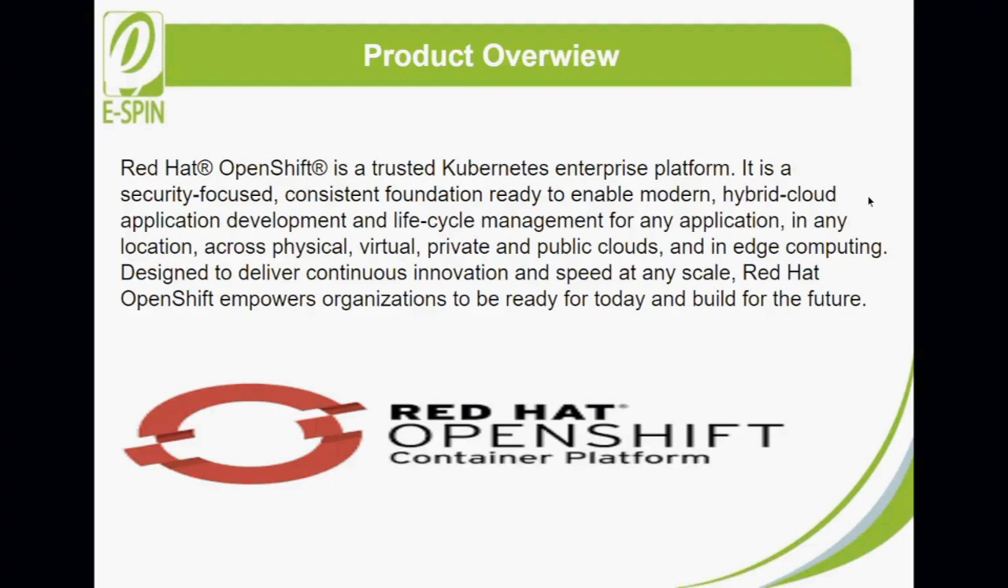Product overview. Red Hat OpenShift is a trusted Kubernetes enterprise platform. It is a security-focused, consistent foundation ready to enable modern hybrid cloud application development and lifecycle management for any application in any location across physical, virtual, private and public clouds and in edge computing. Designed to deliver continuous innovation and speed at any scale, Red Hat OpenShift empowers organizations to be ready for today and build for the future.